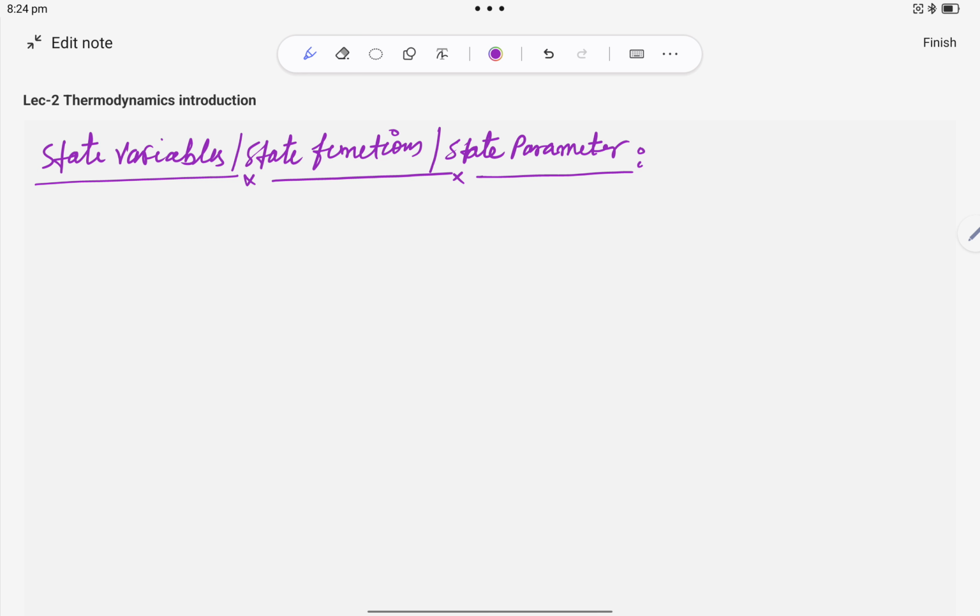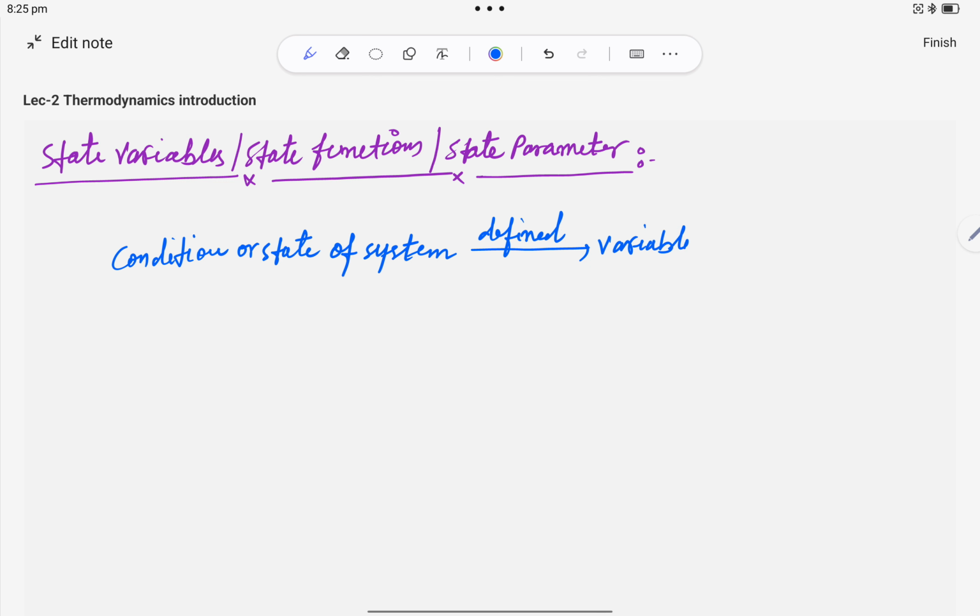Okay, so what are these things? See children, one thing: the condition, or you can say state of system, is defined by variables. Now it's confusing, no need to confuse what I said. Condition or state of any system is defined by variables, and these variables are called state parameter or state function.